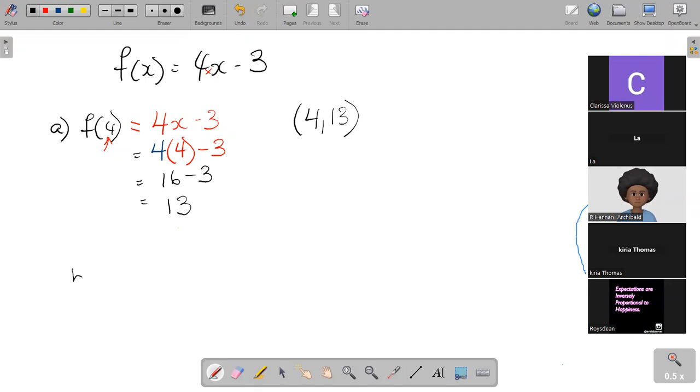Let's try another one. B, F of 2. What do we do here?